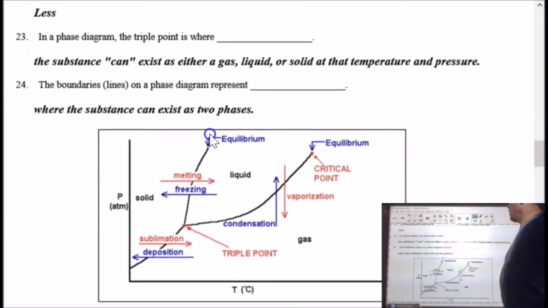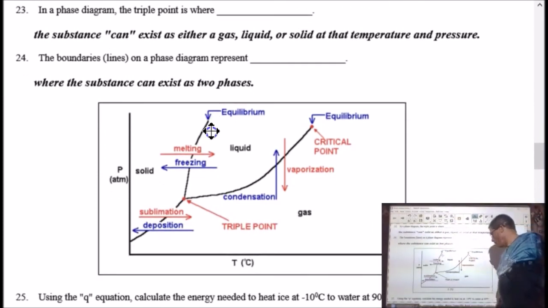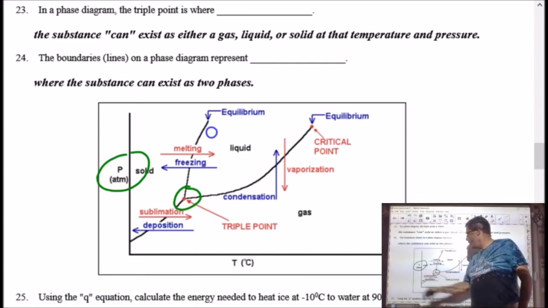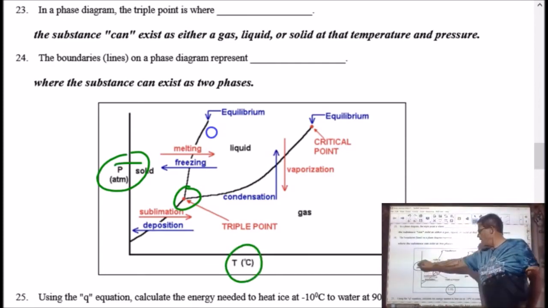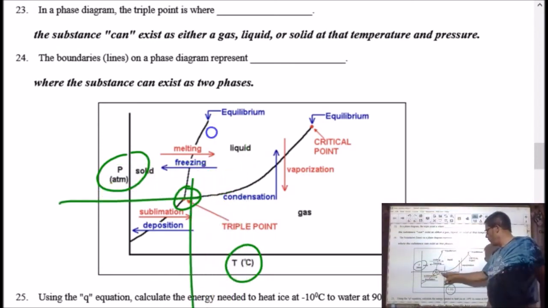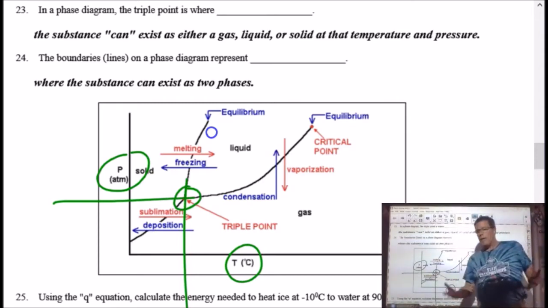All right, in a phase diagram, the triple point is where, and actually I'll just point to the triple point right here. So right here is your triple point. And notice along this table here, you have your pressure and your temperature. So at some given temperature and pressure, depending on where your data falls, will give you a triple point. And at the triple point, that's where your substance can exist as either a solid, liquid, or gas at that temperature. Now, everything has a triple point.